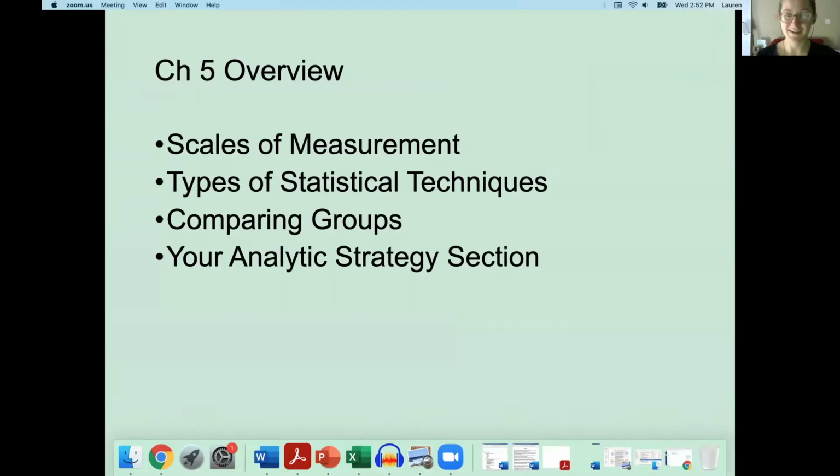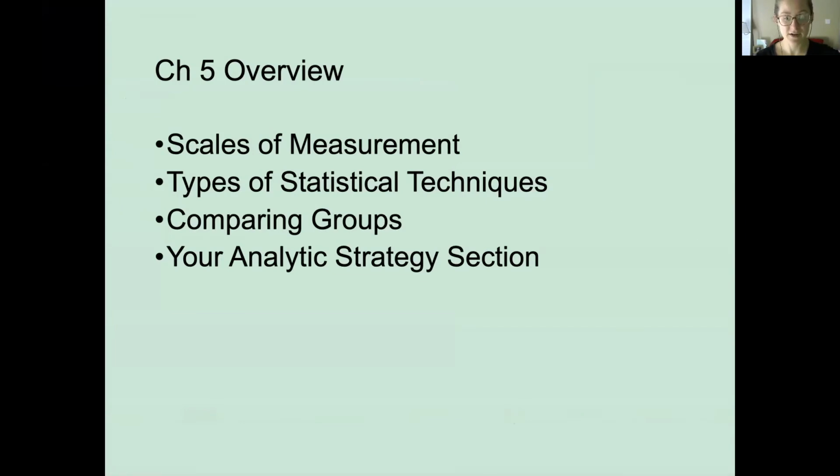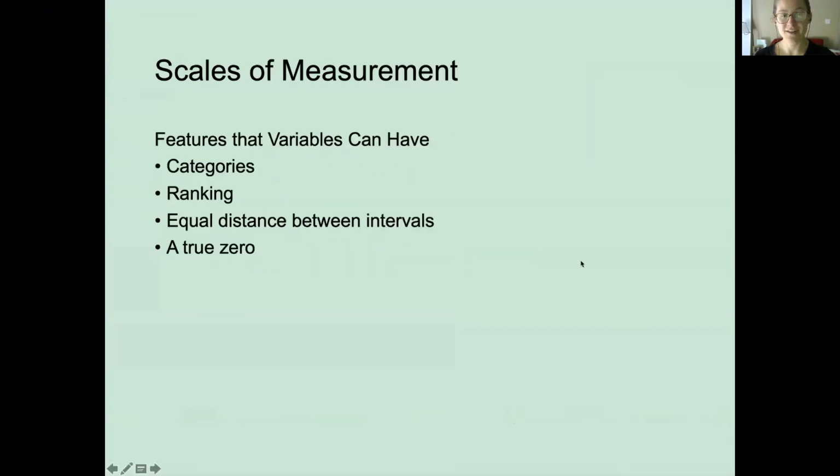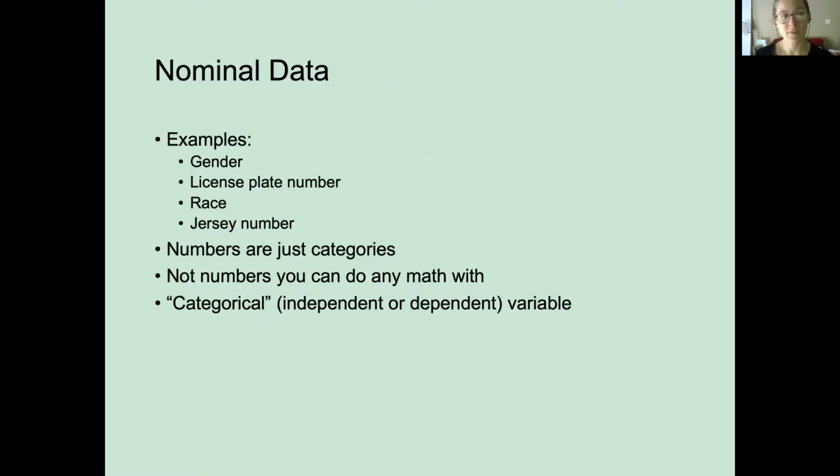So let's start with scales of measurement. There are different features that things that we can count in our studies can have to them. So variables can have categories, they can have ranking ability, something is higher or lower than something else. We can have equal distance between intervals or not, and we can also have a true zero or not. So let's look at the different data types and which features of these they have.